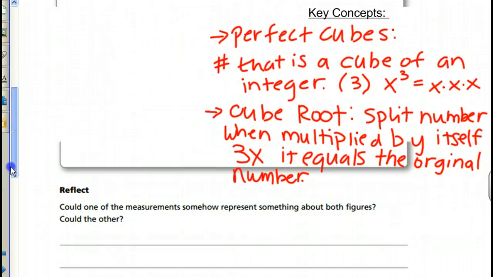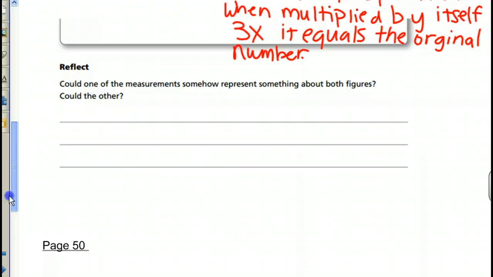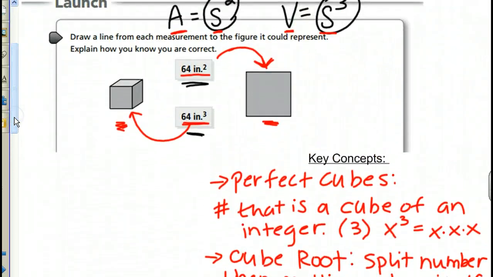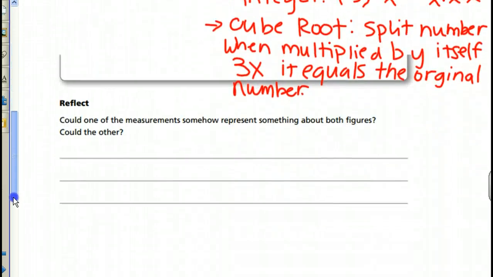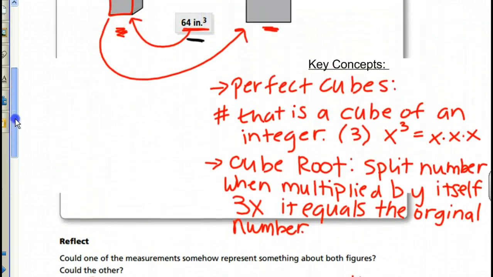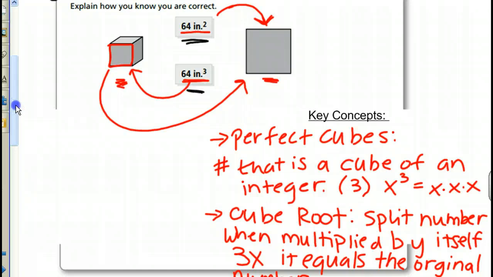Okay. Could one of the measurements somehow represent something about both figures? Well, if we look back up here, we could see that the area of one of the faces of this cube could be the area of this here. So we could say the areas might be similar because the face of this cube here is a square, and that is a square.